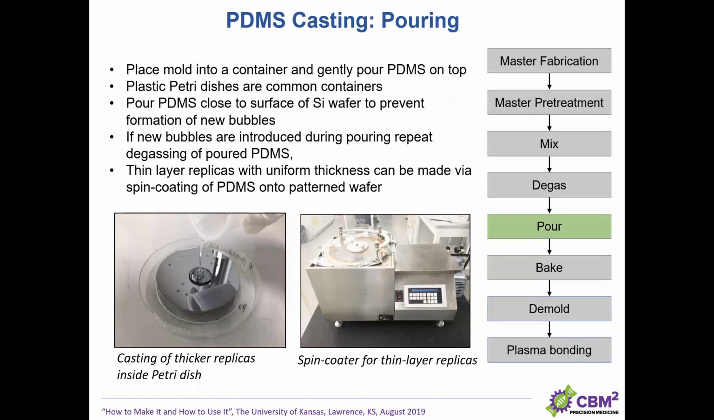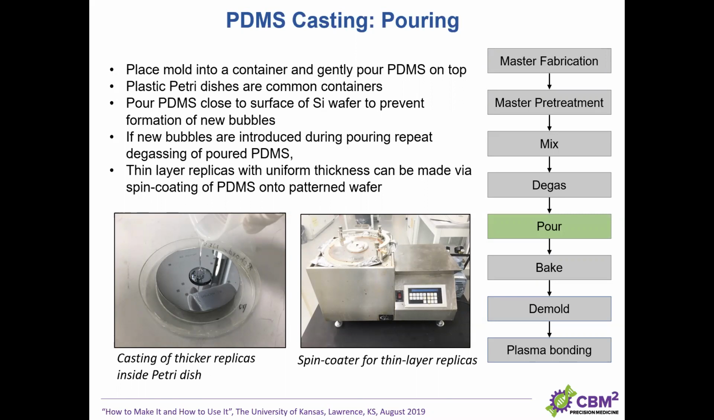Some of the applications, like microvalves, may need a thin layer of PDMS. So you can produce those by spin coating on the wafer. You can also, if you want to control a really thin layer of PDMS, spin coat over your master. This will produce uniform, very thin PDMS devices.